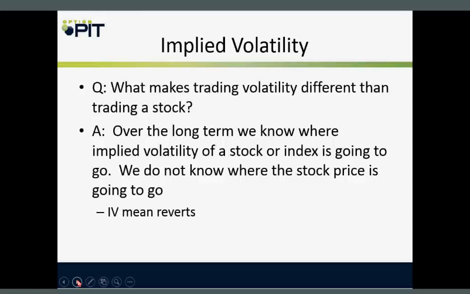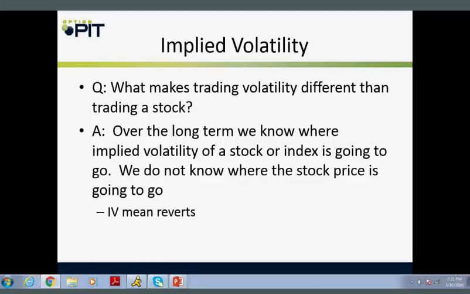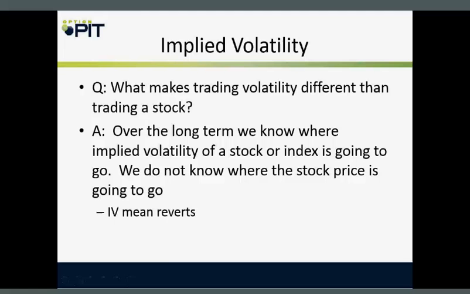All right, so what makes trading volatility different than trading a stock? And the answer is that over the long term, we know where implied volatility of a stock or index is going to go. We don't know where the stock price is going to go. Right? Implied volatility has a mean reverting function.